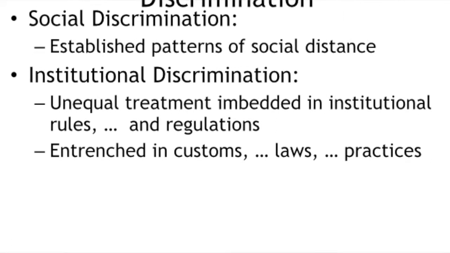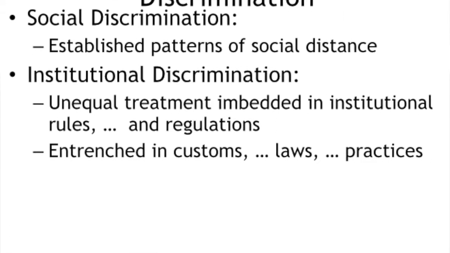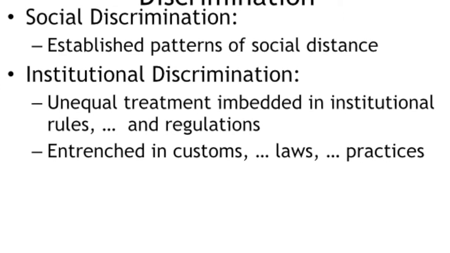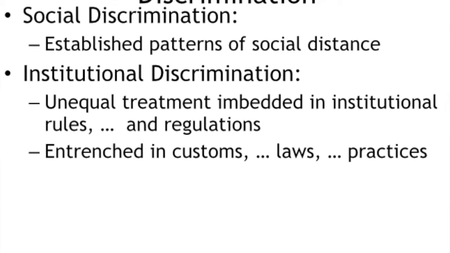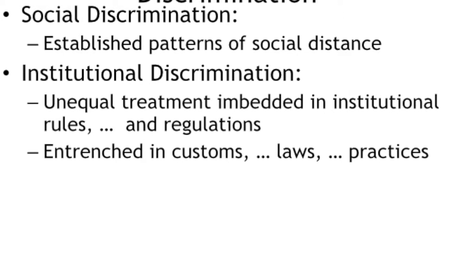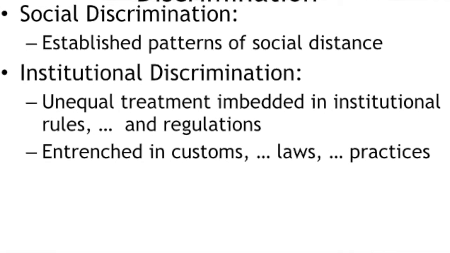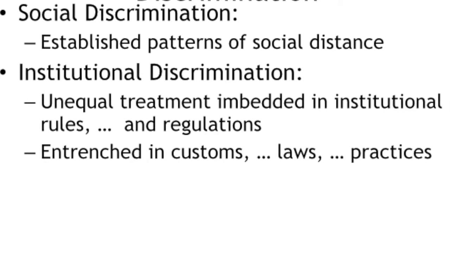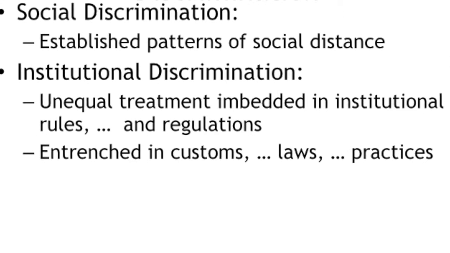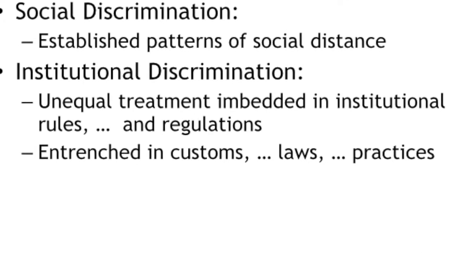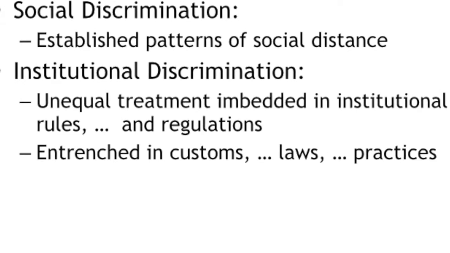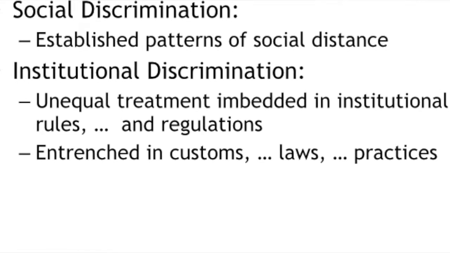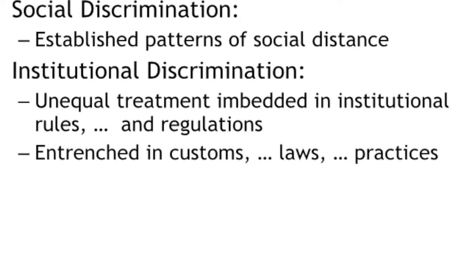That's institutional discrimination. A great example is during the Jim Crow era, it was entrenched in the laws to have separate black and white facilities. That was institutional discrimination. However, even after those laws were ended with Brown versus Board of Education, many families would not choose to send their kids to school with African Americans because of social discrimination, not because it was against the law.